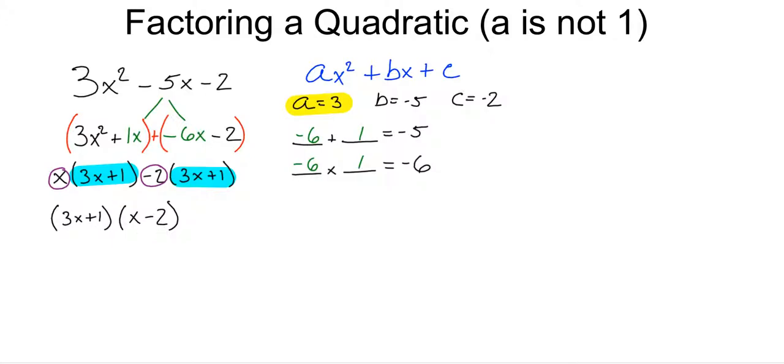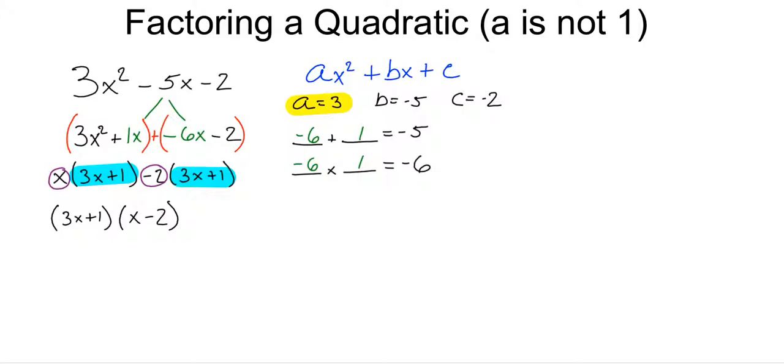Remember, as we said earlier, the order of these two middle numbers, the 1x and the -6x, does not matter. It might mean that my work in this step looks a little bit different if I had switched those, but my result at the end would be the same. I might just get x minus 2 times 3x plus 1, but based on the commutative property, that doesn't really matter.